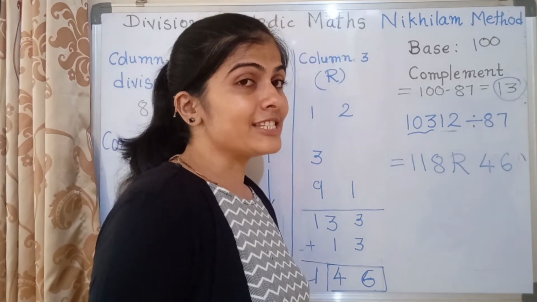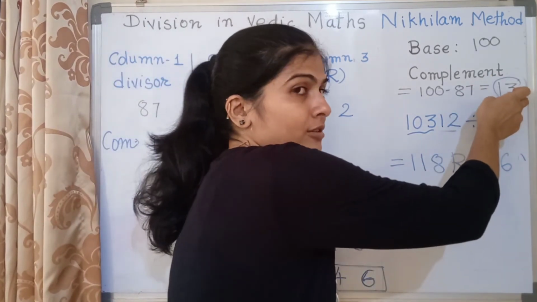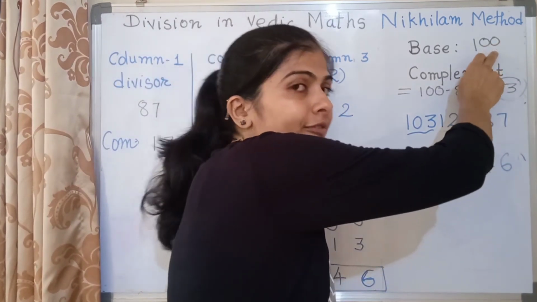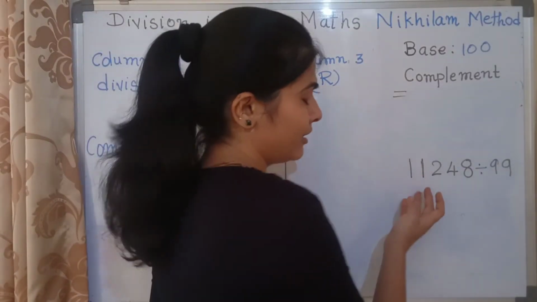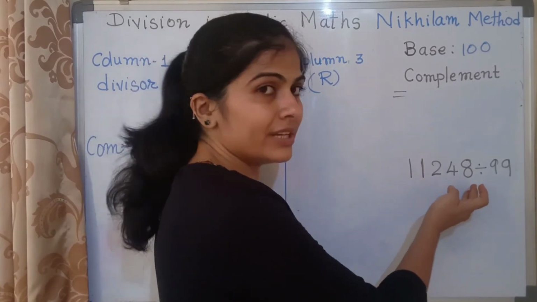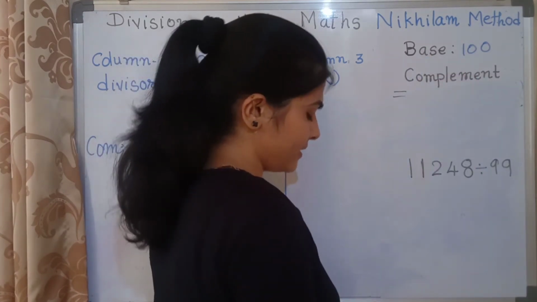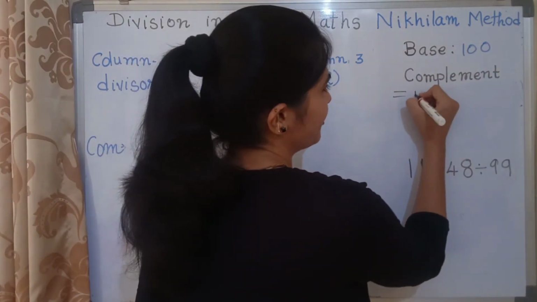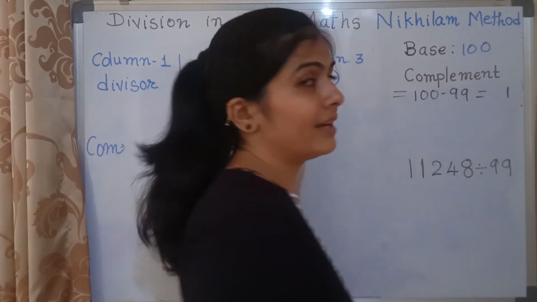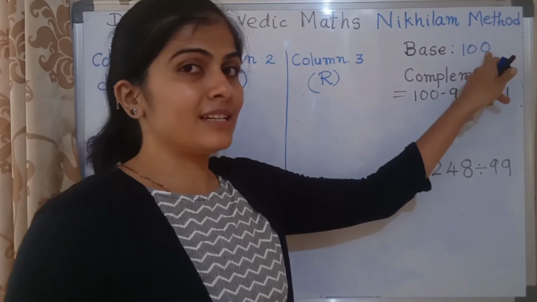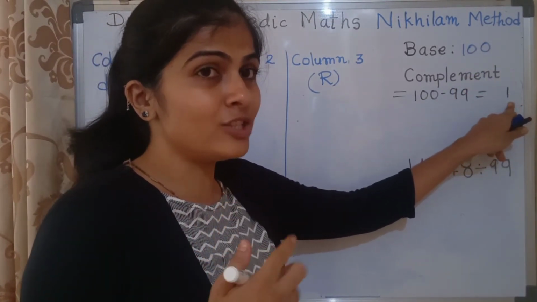But if there is just 1 digit, or you can say that the number of digits in this complement is less than the number of zeros in the base, then what to do? Let's consider one example. Number is 11,248 divided by 99. So my divisor is 99 and base is 100. So what is the complement of 100? That is 100 minus 99, which is 1. But as you can see, this base contains 2 zeros, but this complement is having just 1 digit, right?